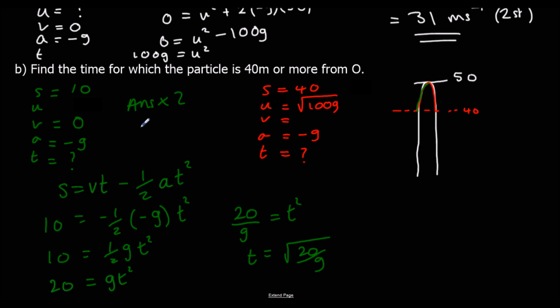We of course need to double this answer because that's just up to the top. So double the answer will give us the total time over 40. So root 20 over g times 2, to two significant figures, is 2.9 seconds to SF.